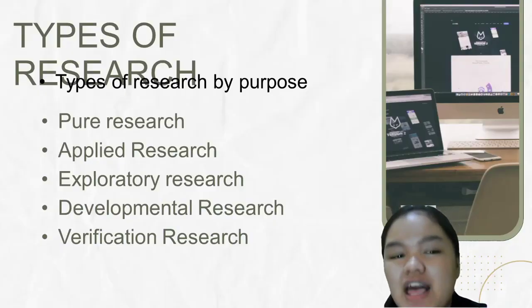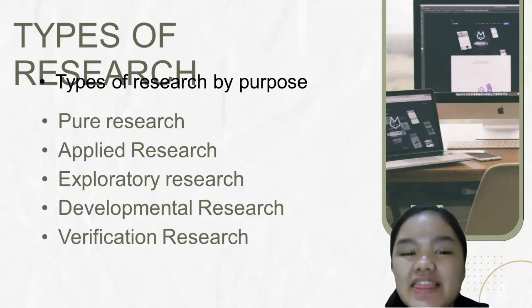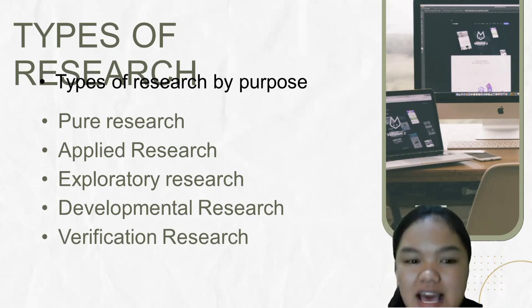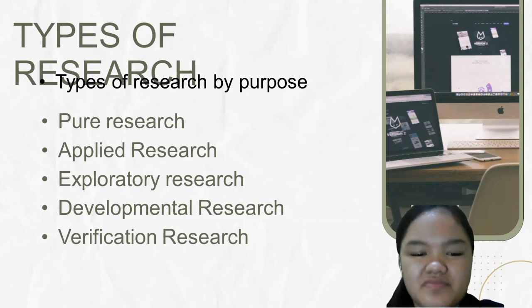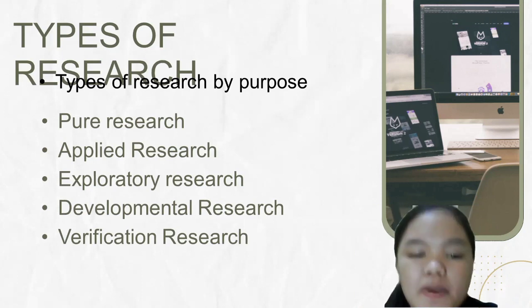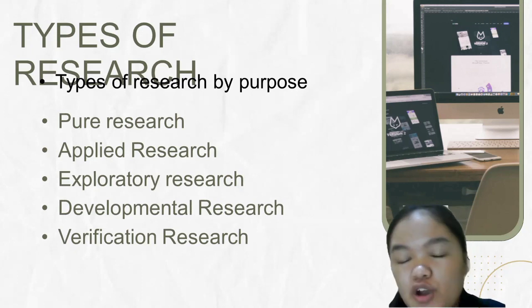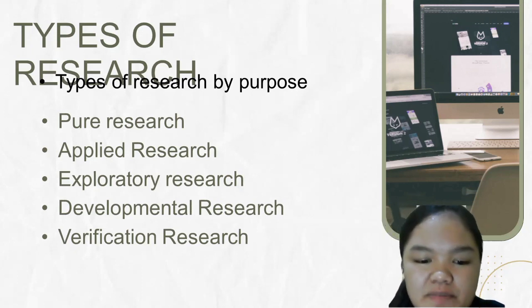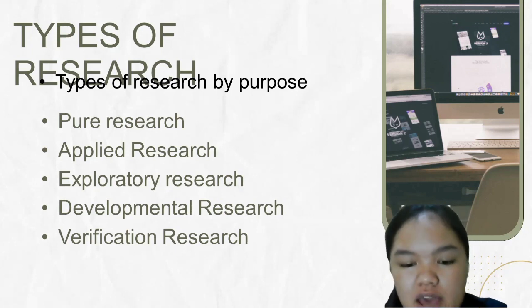Now we talk about types of research. Types of research can be divided into four types. The first one is types of research by purpose. Types of research by purpose are divided into five. The first one is pure research. Pure research is research aimed at finding new knowledge that has never been known, hence pure.